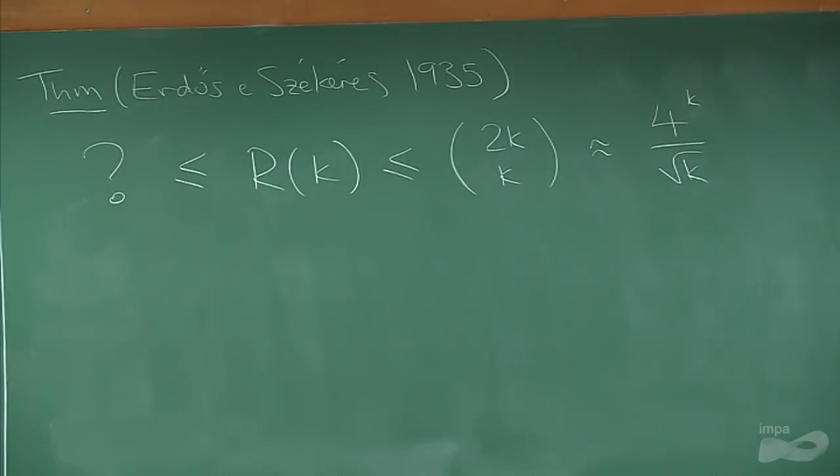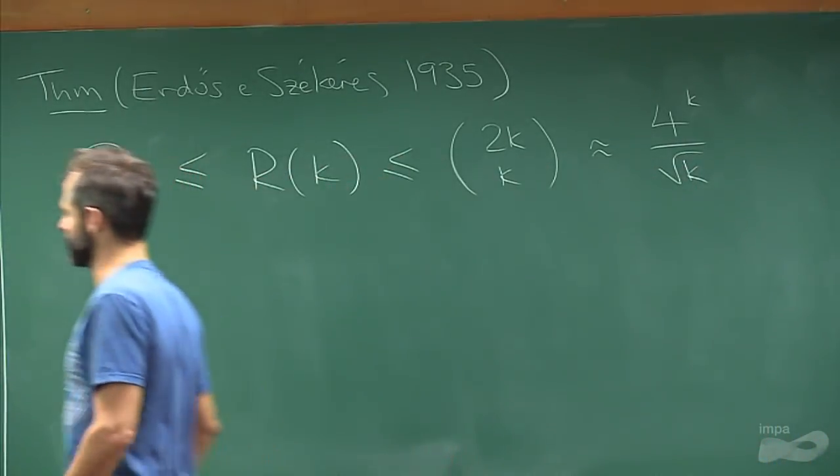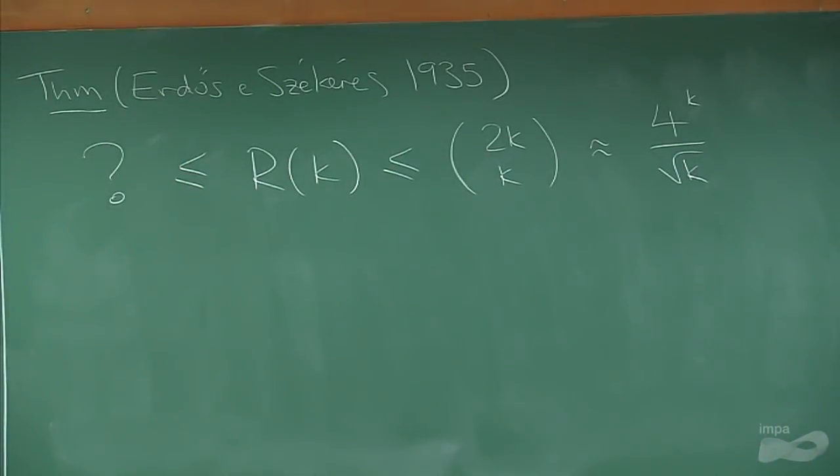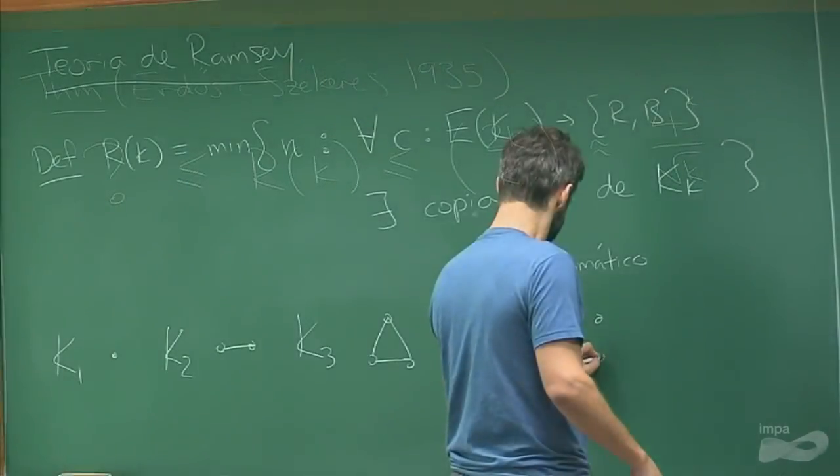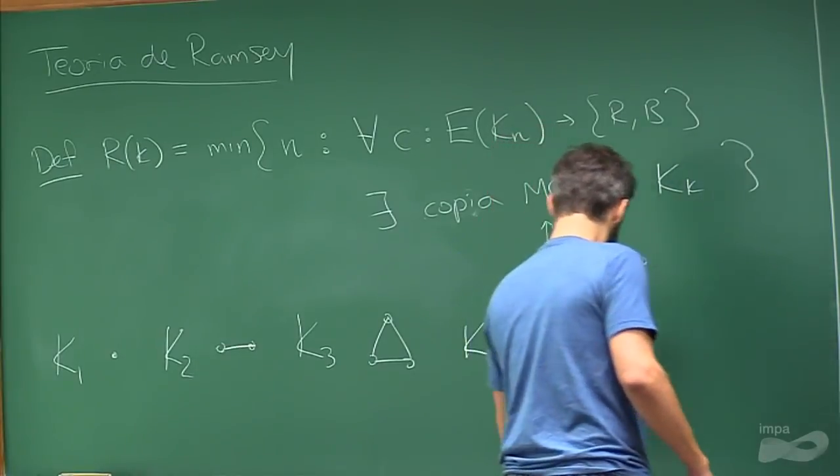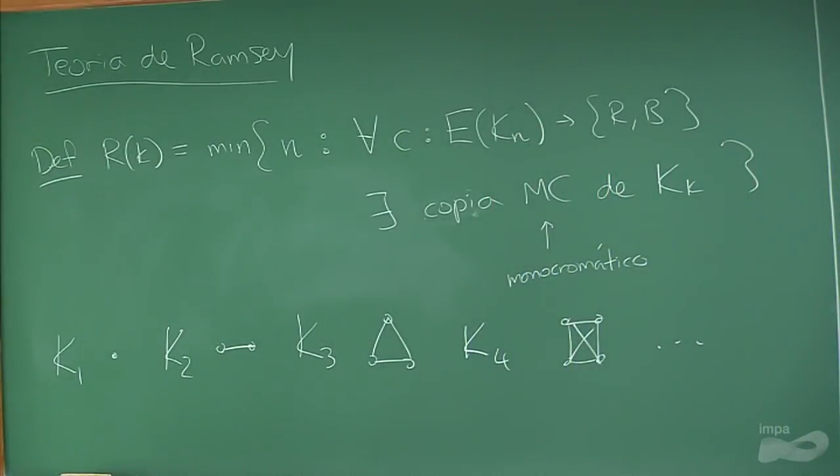More questions? K1 is just a point, right? Sorry? K1 is just a vertex, exactly. So let's draw some: K1, K2, K3, K4. More questions?